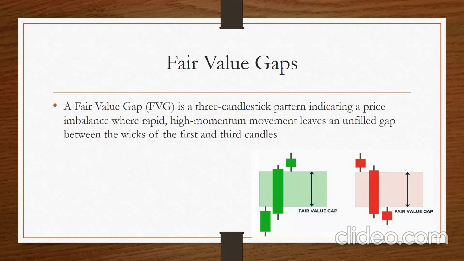Okay, so a fair value gap is a three candle. Right, so let's talk about fair value gaps. So a fair value gap or FVG, okay, is a three candlestick pattern indicating a price imbalance where rapid high momentum movement leaves an unfilled gap between the wicks of the first and third candles. Now, these are just fancy words. Okay, let's break it down.